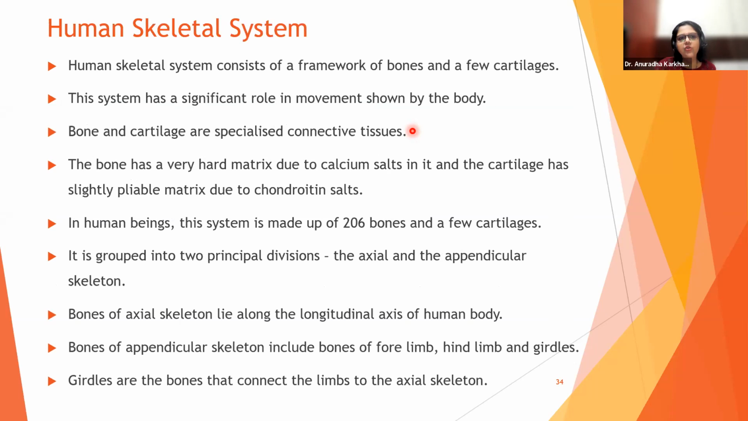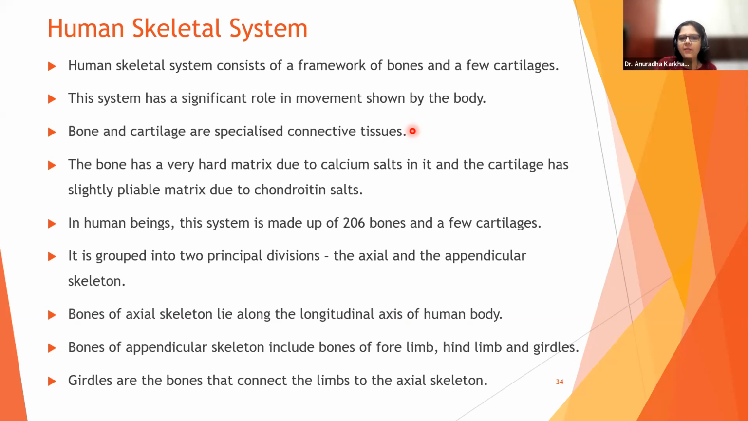So we directly come to the human skeletal system. The human skeletal system consists of a framework of bones and a few cartilages. The system has a significant role in movement shown by the body. Bone and cartilages are specialized connective tissues. As I said, in the next chapter, I'll be talking in detail about animal tissues, Structural Organization in Animals, where we will go into more detail about tissues. As of now, remember, bone and cartilages both belong to connective tissue.